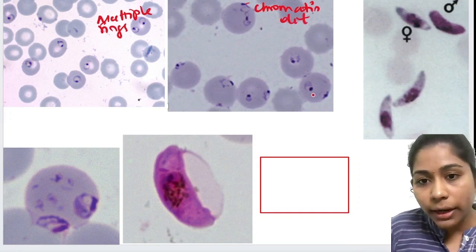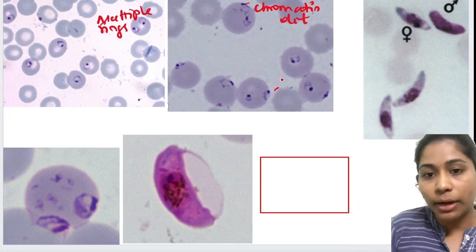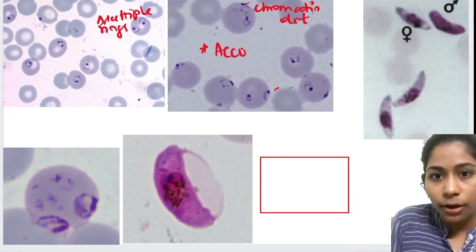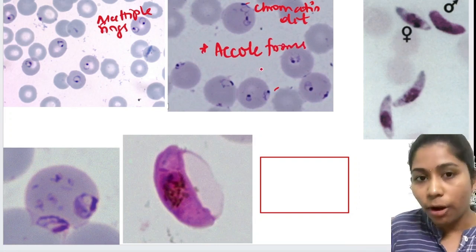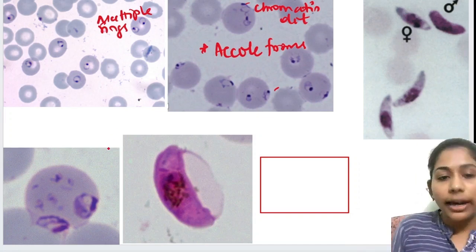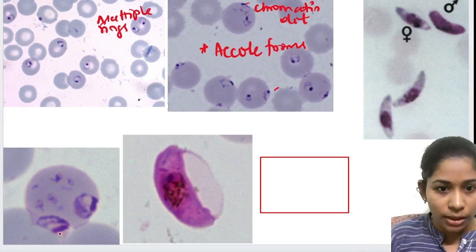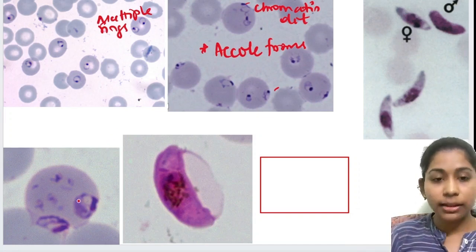What is this chromatin dot doing? It is going and binding to the red cell membrane, attaching to it. What is this? Yes, you are correct, these are accole forms. By this time you understood what species we are talking about, correct? Accole forms, multiple rings, and again multiple rings here. Can you see the chromatin attached to the membrane? Accole forms are there.